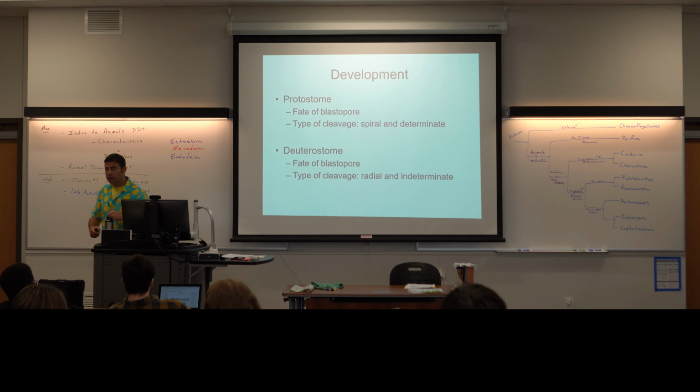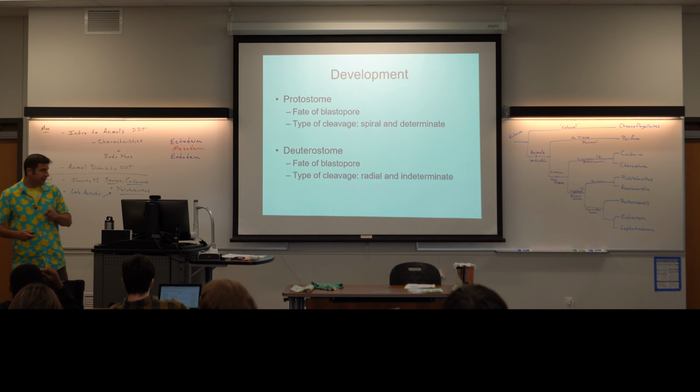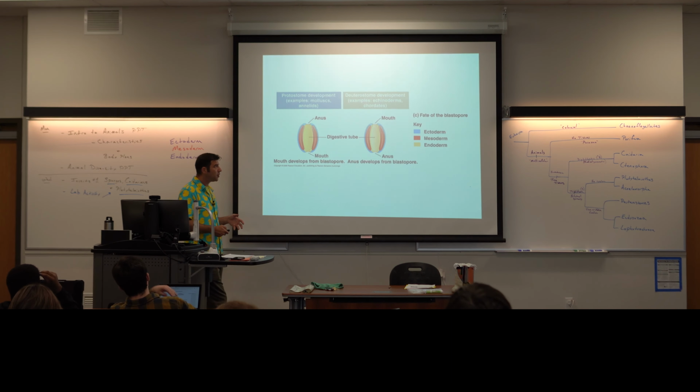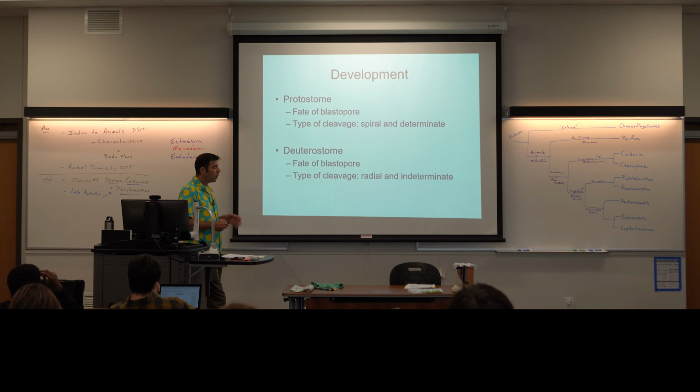And then, Isabella, I think you were about to say the other part, which is this difference between spiral versus radial cleavage. We know cleavage is cell division without cell growth. Well, we're going to cover both of these things. The next slide talks about the fate of the blastopore, so we'll look at that real quick, and then I'll jump to the types of cleavage.